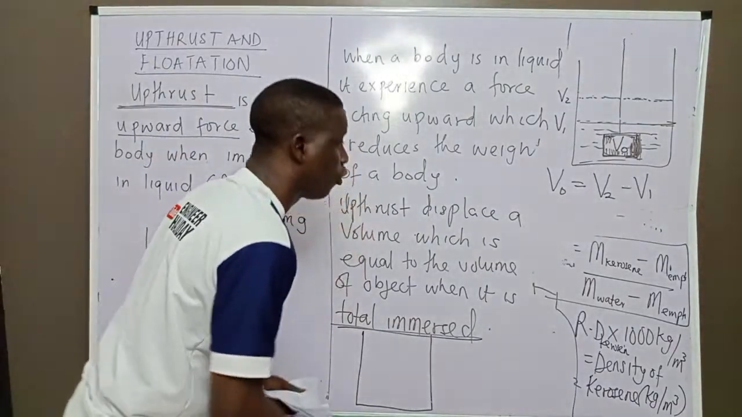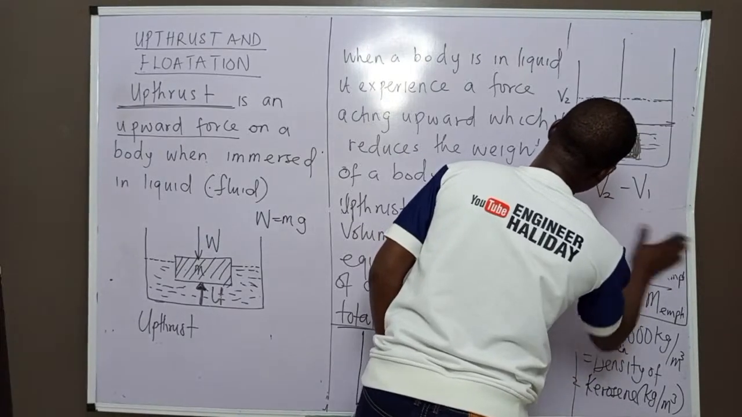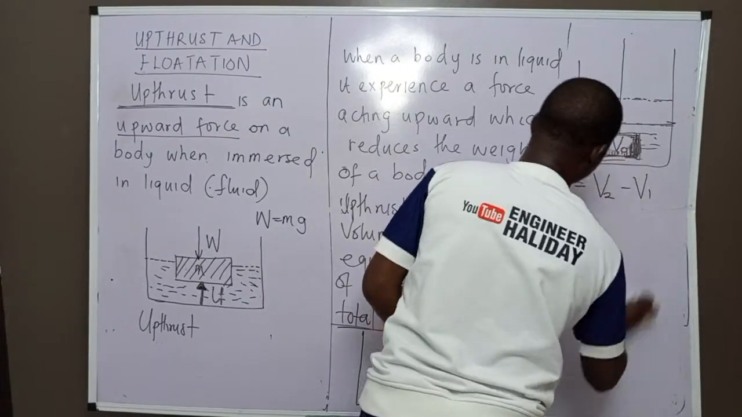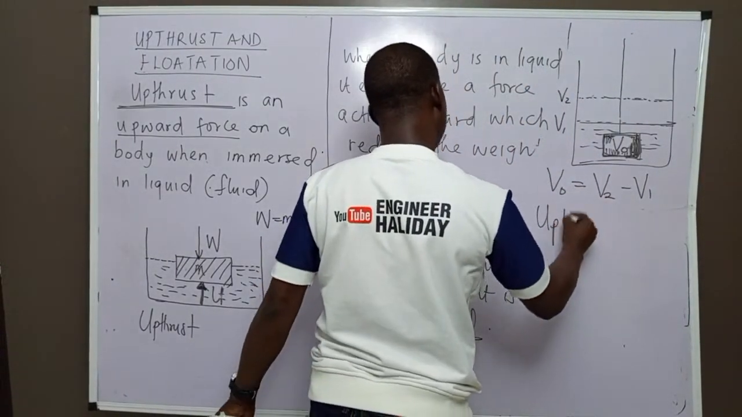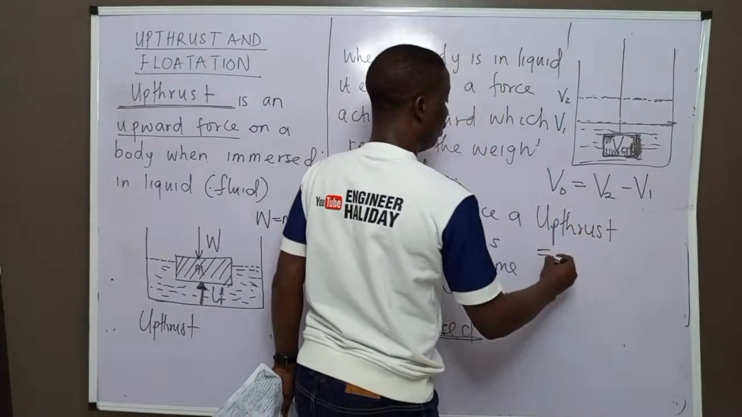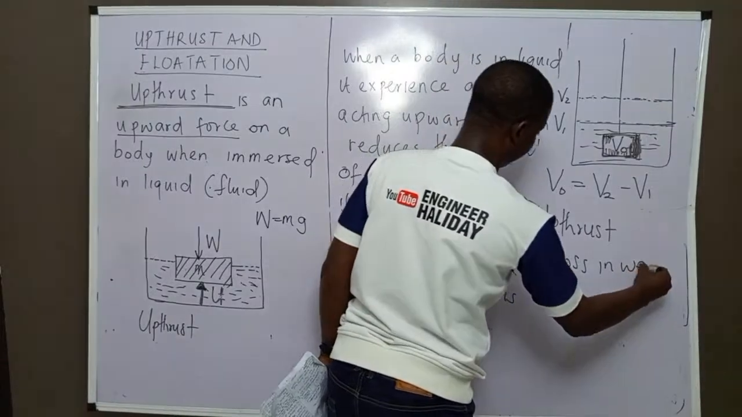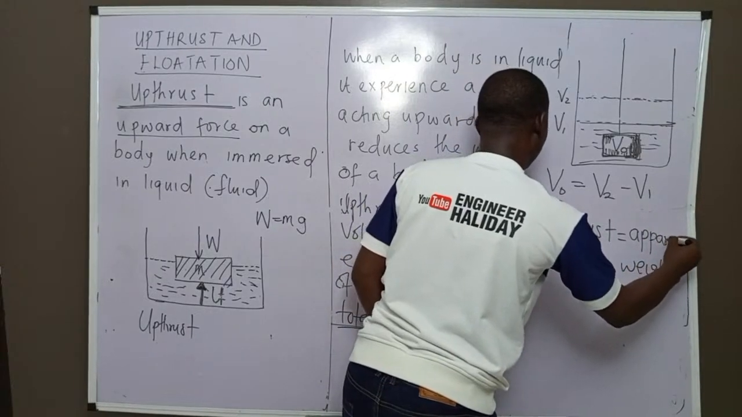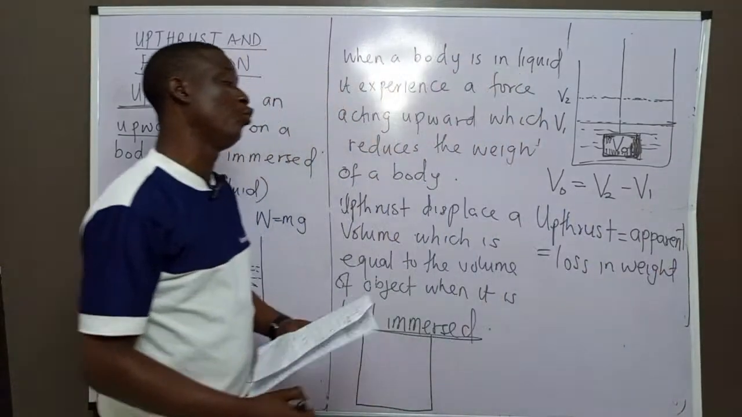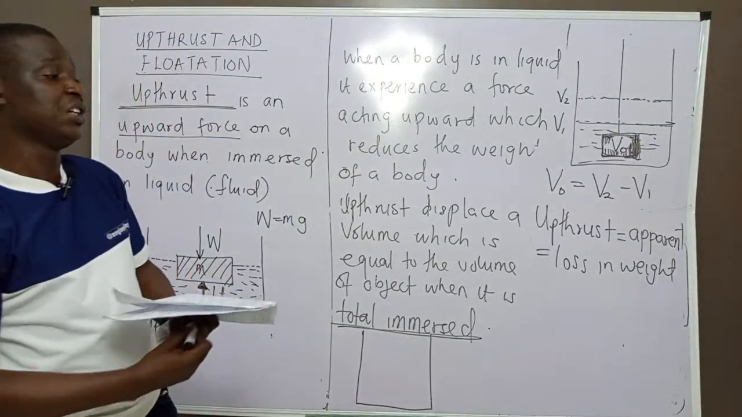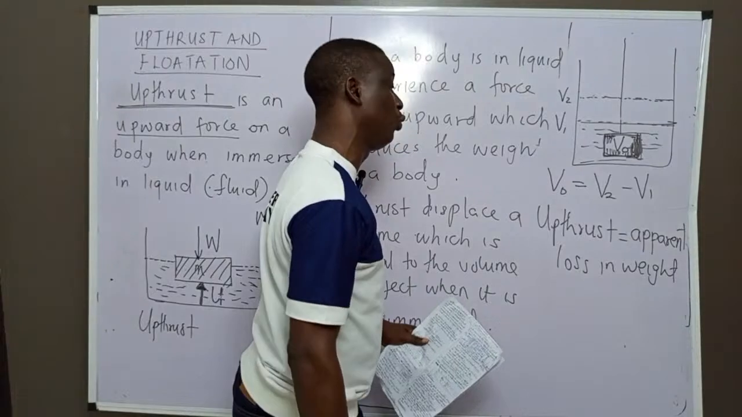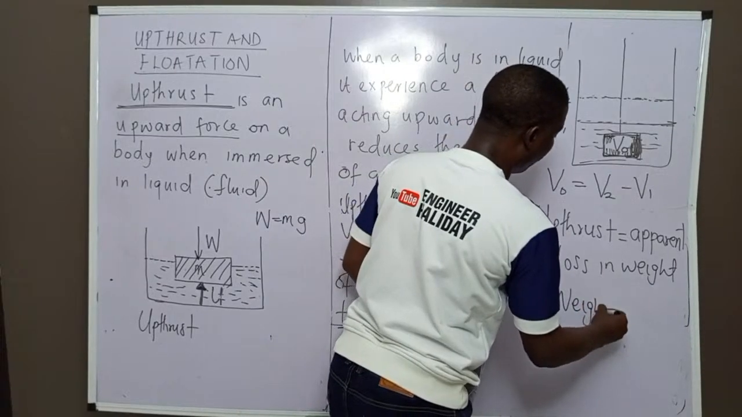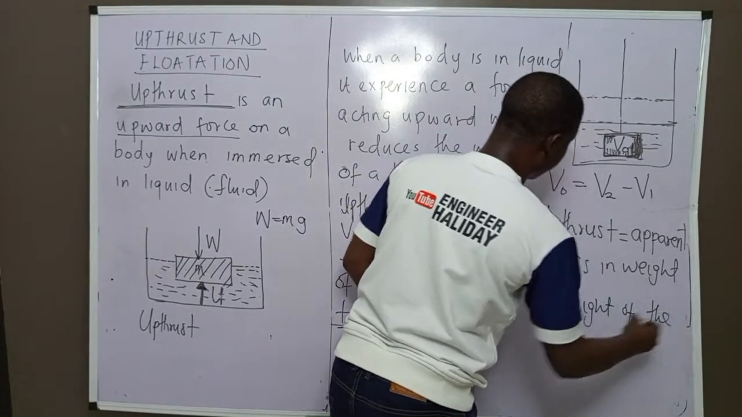Now, what is the formula for upthrust? Don't forget, upthrust means loss in weight, the apparent loss in weight. Upthrust is called the apparent loss in weight. Upthrust can also be called the weight of the body displaced.